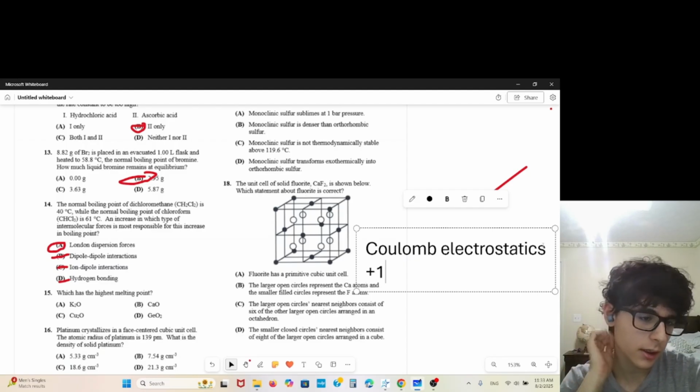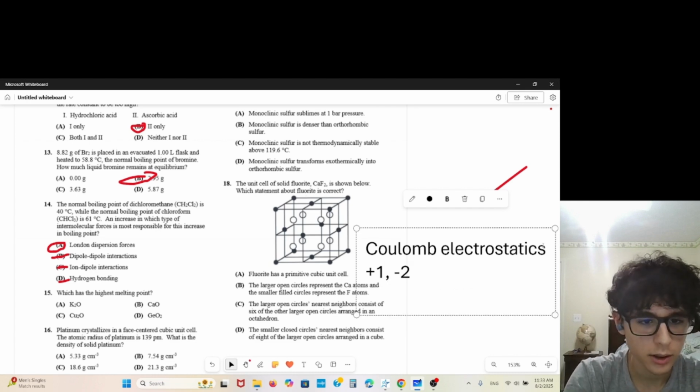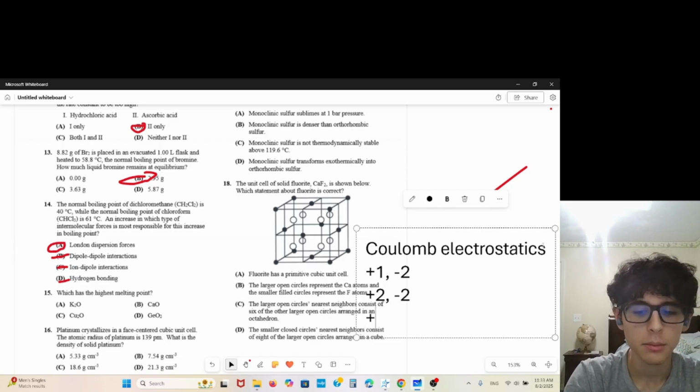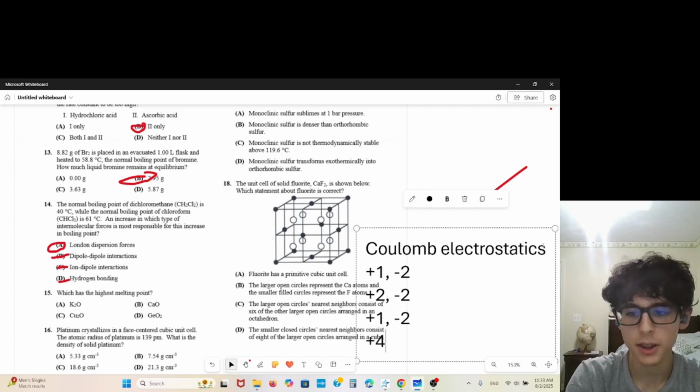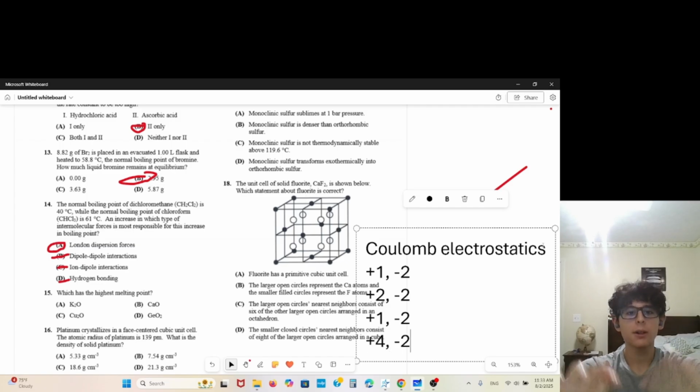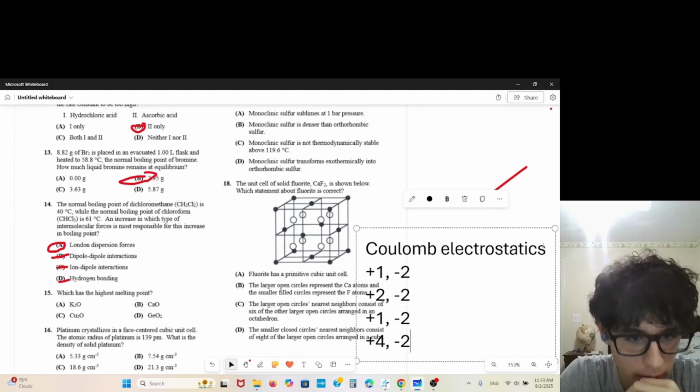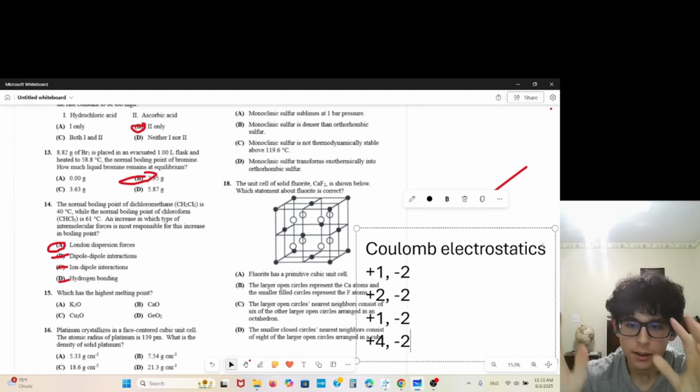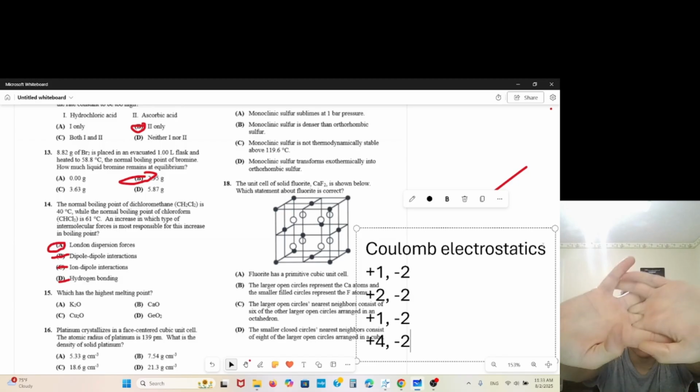Charges over size, right? -2. I'm going from A to B, so now B is +2 -2. So okay, +1 -2 and +4 -2. Okay, so it has to be D, right? No. Why? Okay. So we know A and C are wrong.